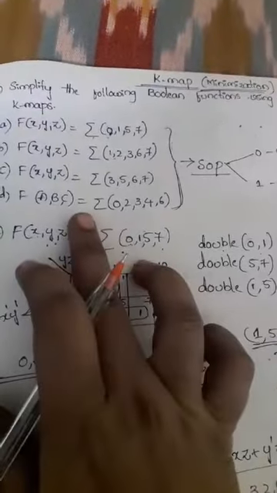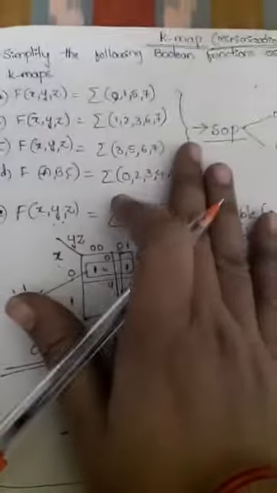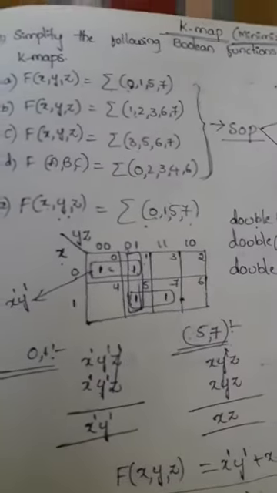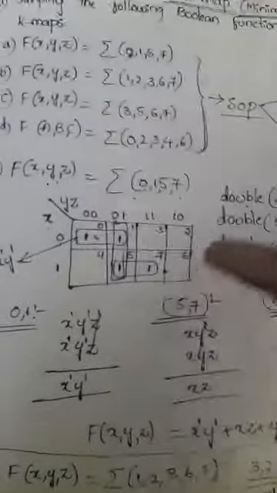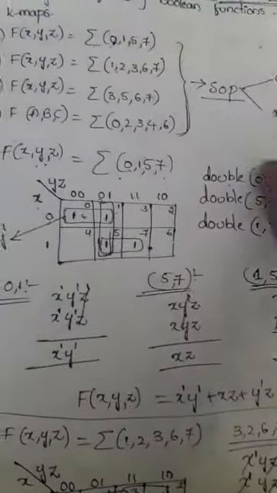Okay, so this is the first problem. All of these we considered as a 3 variable K-map, but in the fourth one we just changed the variables. The remaining concepts are all the same. Now we'll see what happens if the K-map is taken in vertical shape.